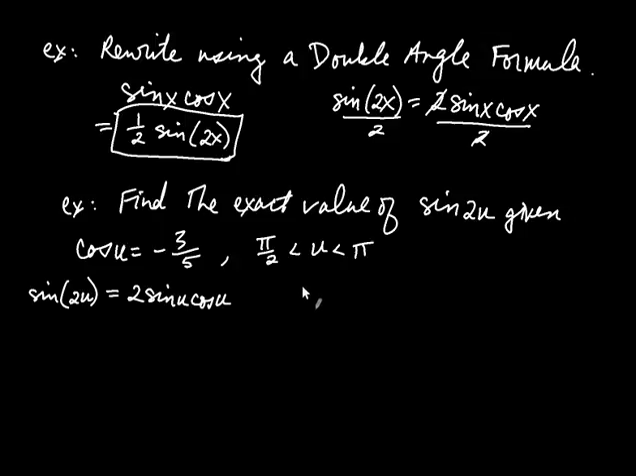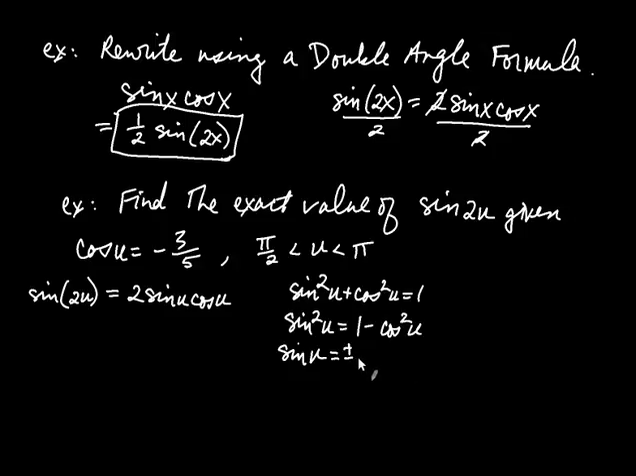We can make use of an identity, right? The identity that's always true is sine squared u plus cosine squared u is equal to 1. So that means you can get sine of u if you know cosine of u. So sine squared u is 1 minus cosine squared u. So now we're going to make use of the square root property, and that's going to generate a plus or a minus. So sine of u is plus or minus the square root of 1 minus cosine squared u.